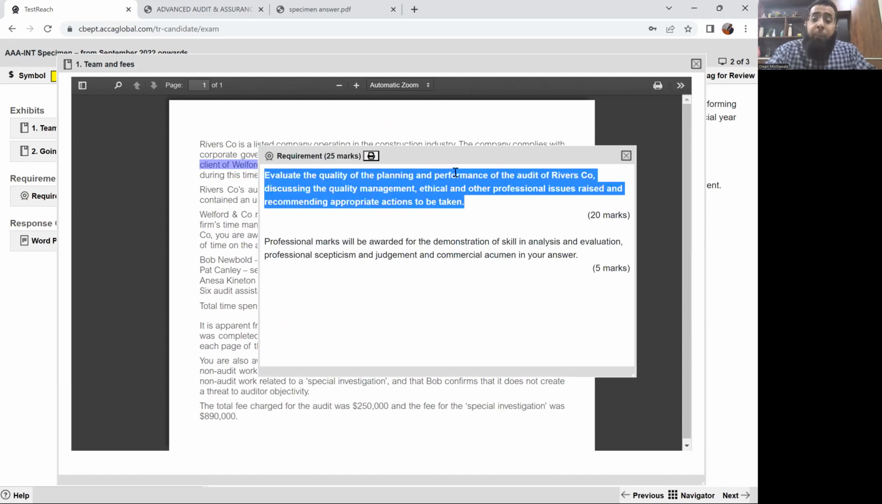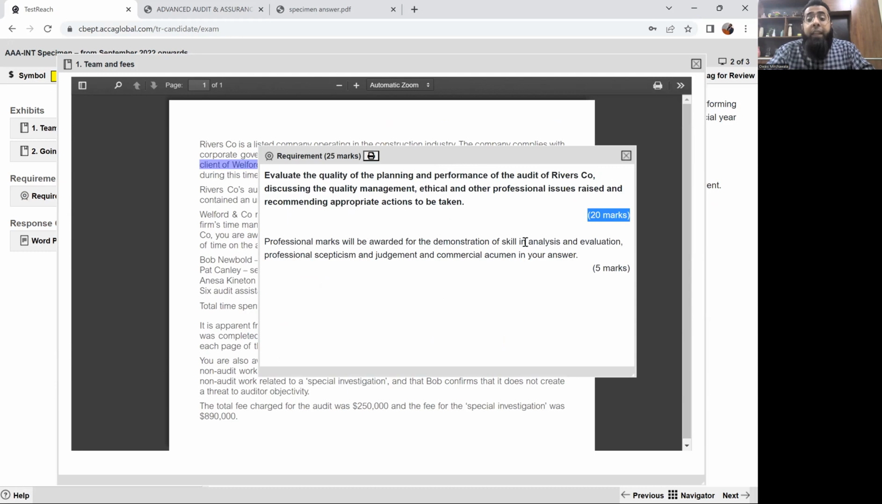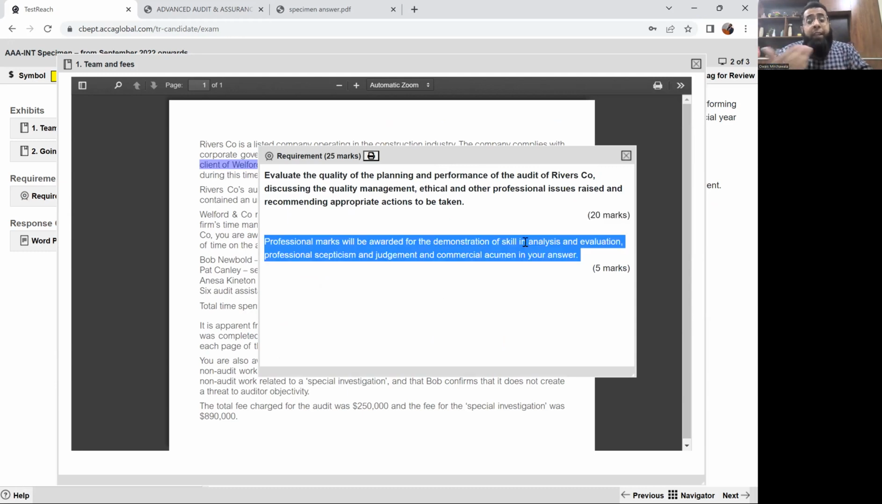Evaluate the quality of the planning and performance of the audit of Reverse Company, discussing the quality management, ethical and other professional issues raised, and recommending actions to be taken. Okay, so we have to look at quality control, ethics, professional issues, and actions to be taken. 20 marks. And then there are 5 professional marks relating to analysis and evaluation, professional skepticism and judgment, and commercial acumen.